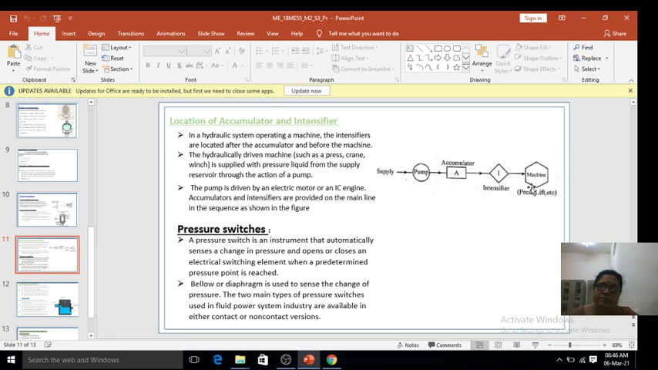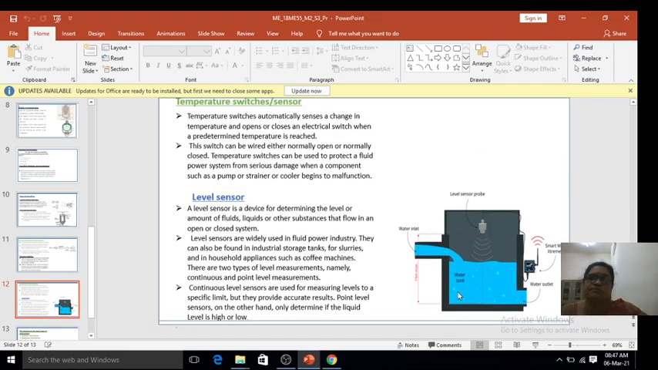Bellows or diaphragms are sometimes used to sense the change of pressure. There are two types of pressure switches available in fluid power systems in industry. One is the contact type, the other one is the non-contact type. Contact type pressure switches are what we are using in the industry.